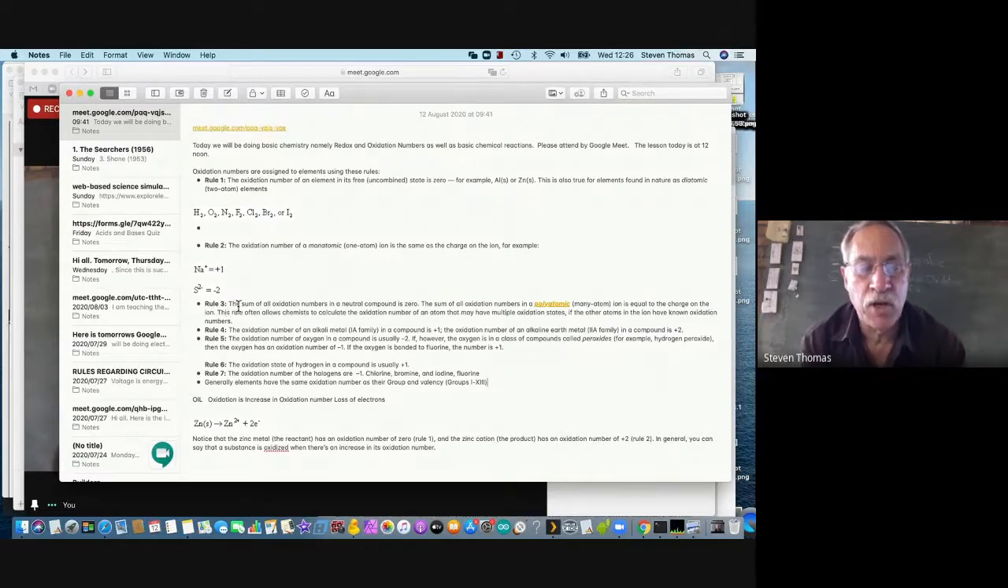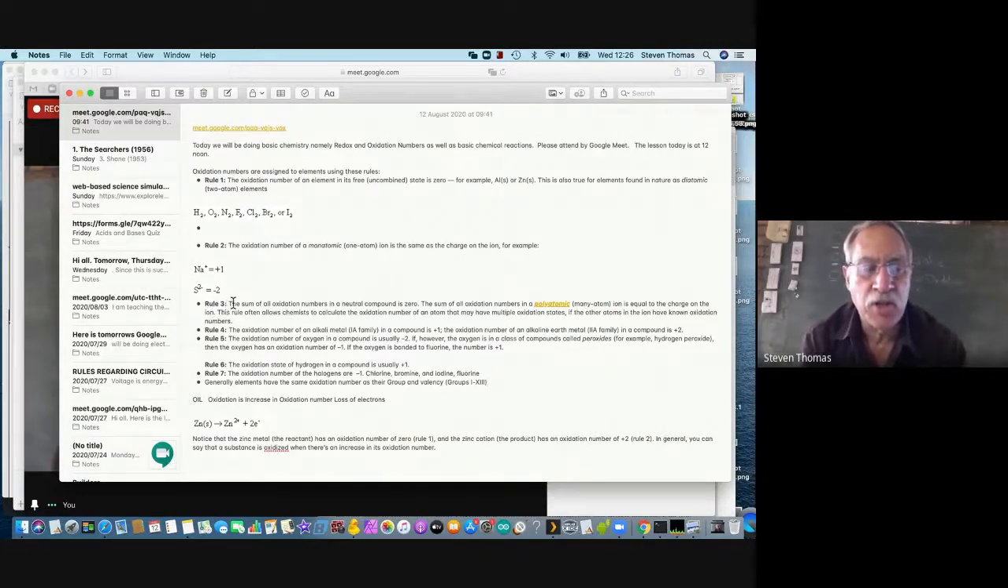For a sulfur ion, it's 2-, so therefore its oxidation number would be -2.